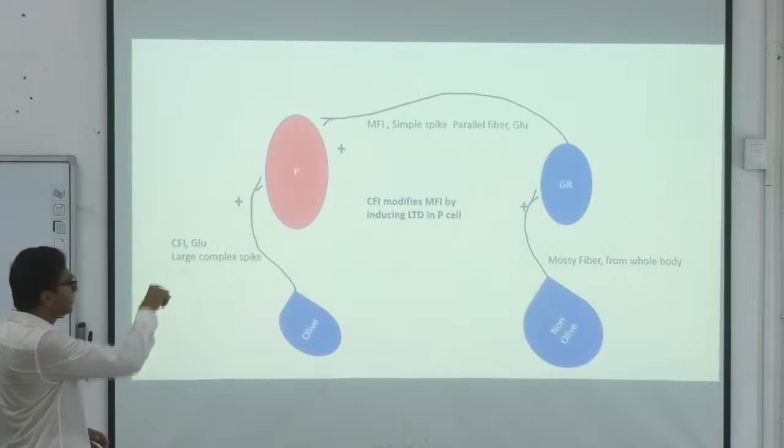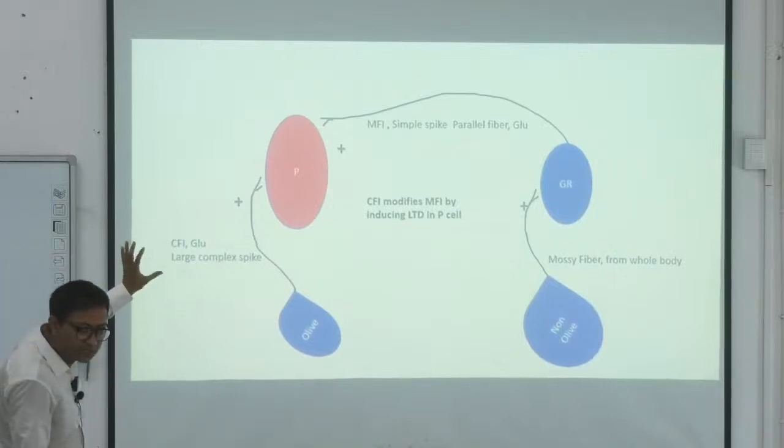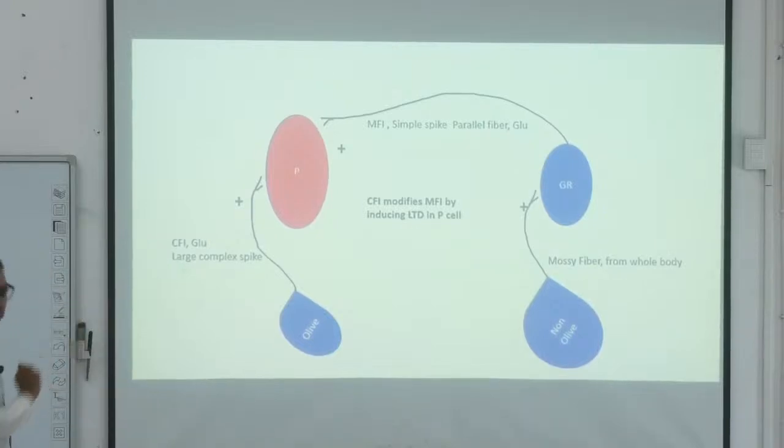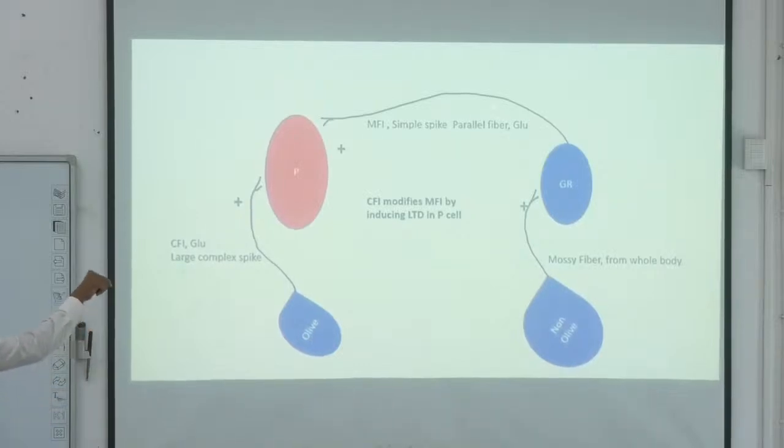So the major cell which is responsible for learning is the Purkinje cell, the biggest cell in the cerebellum, and it is getting two inputs. One is MFI, mossy fiber input, and another is CFI, which is called climbing fiber input, right? In both cases, the neurotransmitter is glutamate. Here is glutamate, here is glutamate. So your Purkinje cell is receiving CFI and MFI, and the function of CFI is to modify MFI by inducing long-term depression in the Purkinje cells.